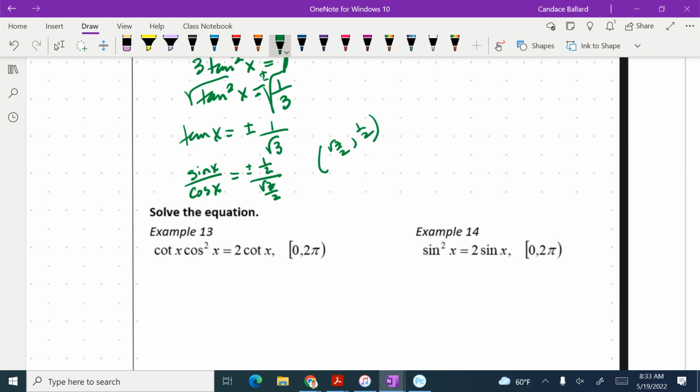But the plus minus could be on either one. So this time, instead of 2 answers, there are 4 answers. Okay. So I could have positive square root of 3 over 2 and negative 1/2. I could have negative square root of 3 over 2 and positive 1/2. I could have them both positive, both negative.